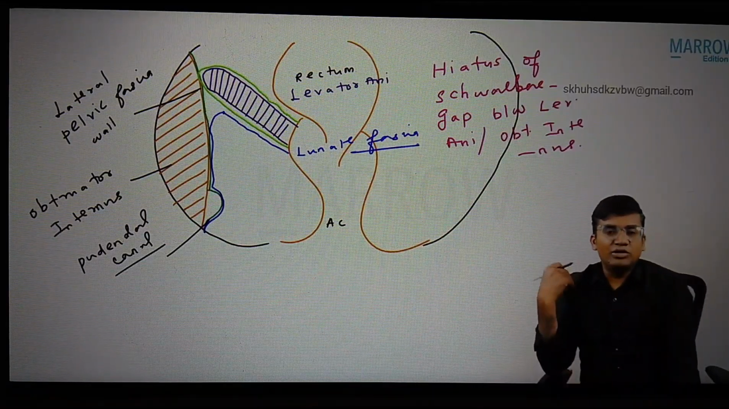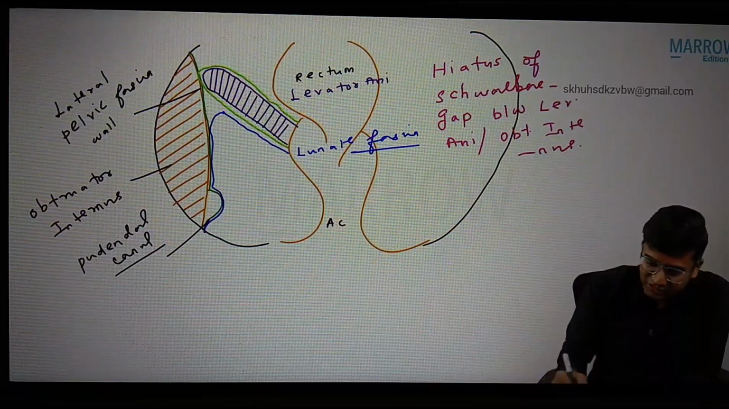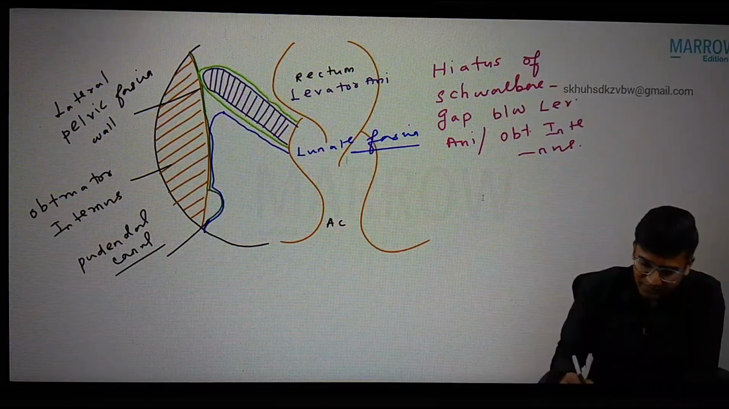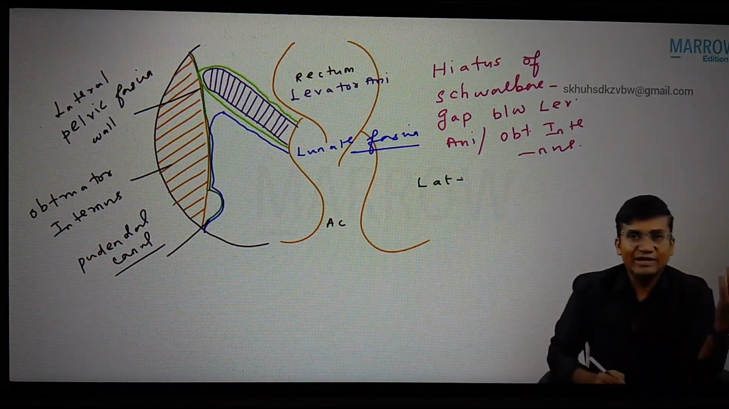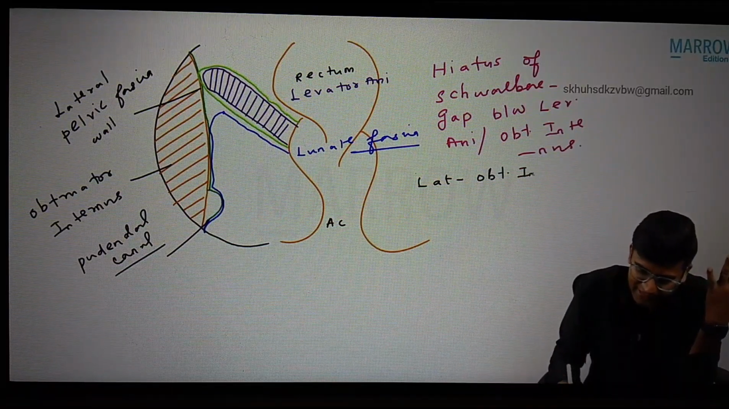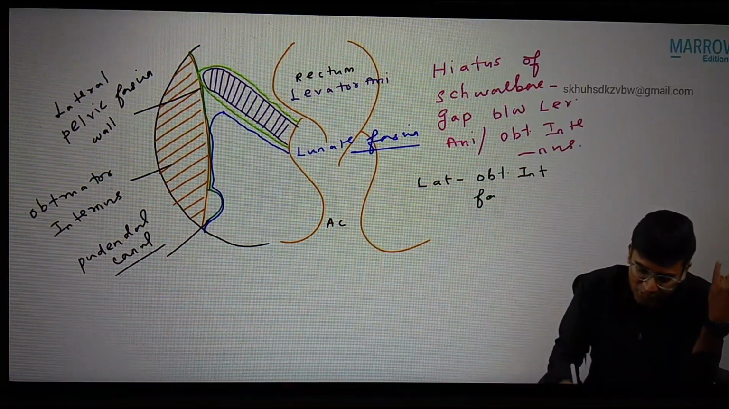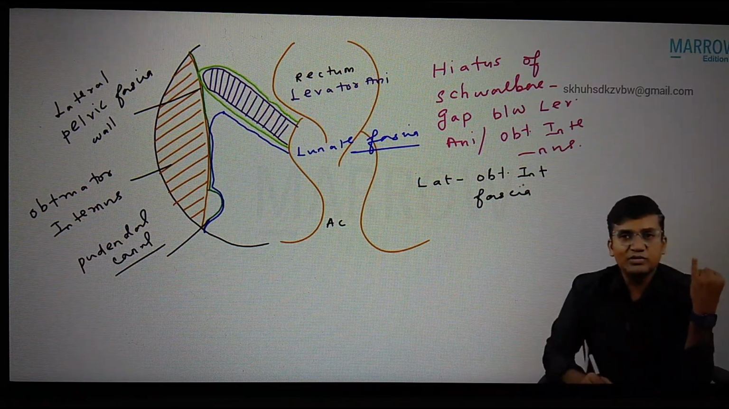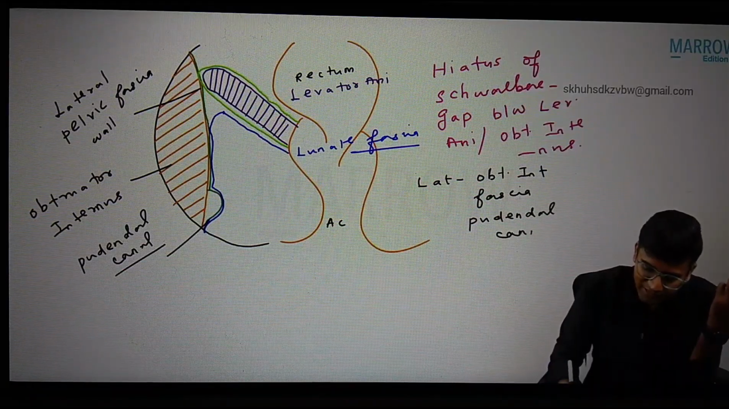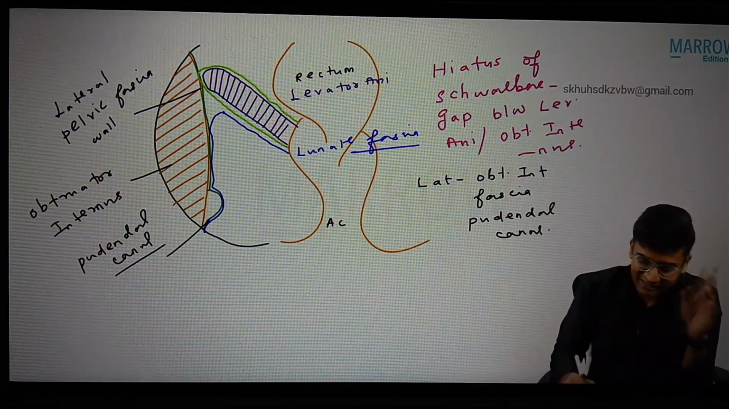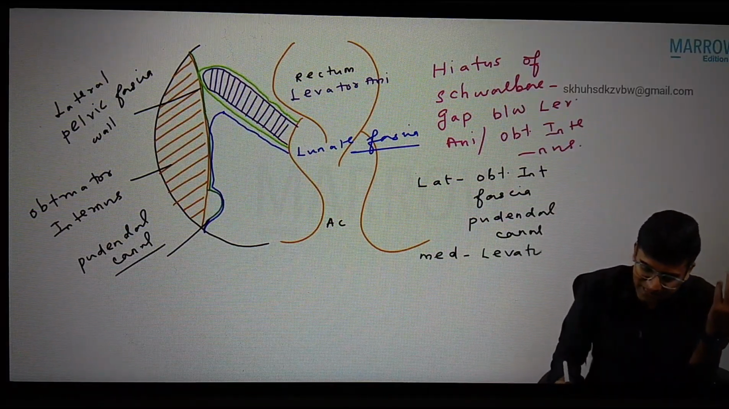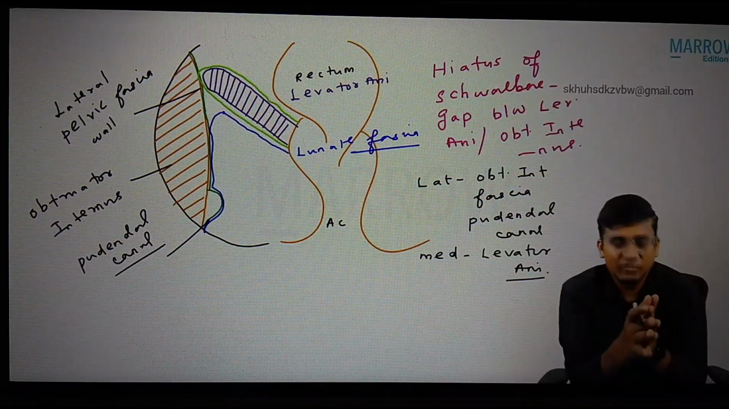Now, what are the boundaries of the ischioanal space? First, complete the diagram. Laterally, we have three structures. Number 1, obturator internus muscle. Number 2, fascia over obturator internus muscle. Number 3, pudendal canal or Alcock's canal. Medially, we have only one muscle, the levator ani muscle.